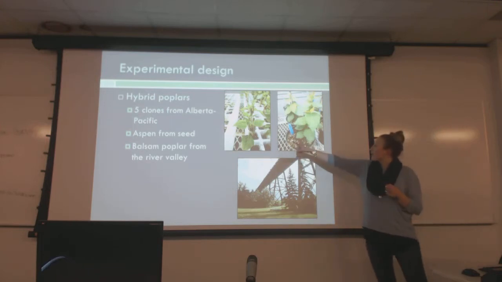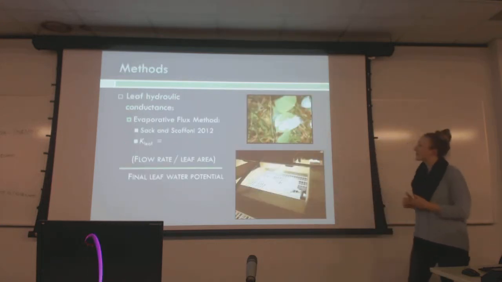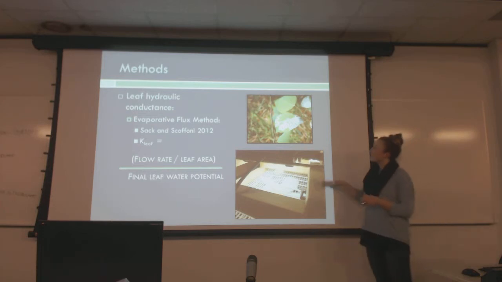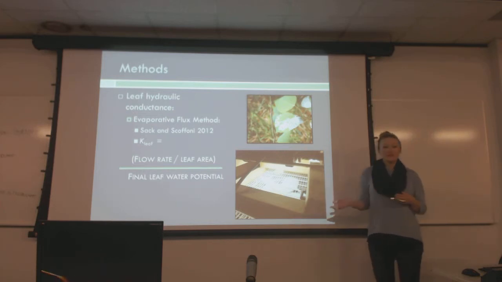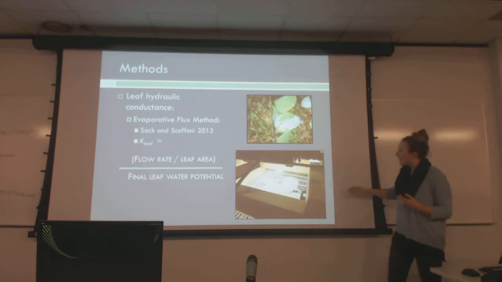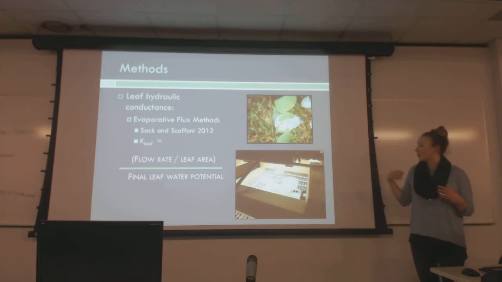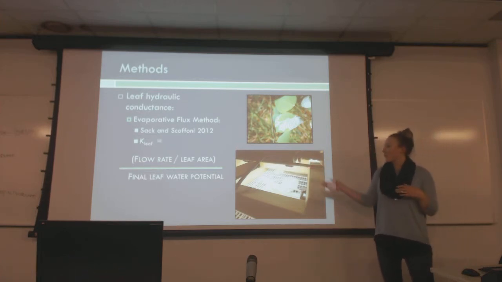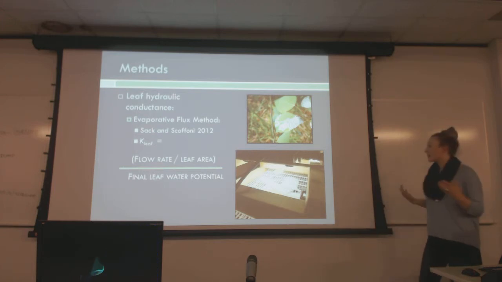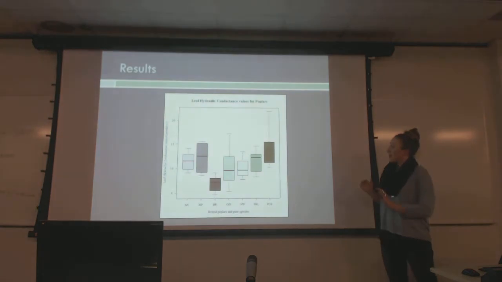Again, I got 5 hybrid poplars from Alpac, aspen from Rachel, and balsam poplar from the River Valley. I used a relatively new method, the evaporative flux method. I cut off my leaves and connected them to this set of tubing, which had a balance right here. Then I put it over a fan and under a bright light, and measured the rate of flow through that leaf. Then I could use this equation to calculate the leaf hydraulic conductance, and I did that for all of my clones. I also did some anatomy.